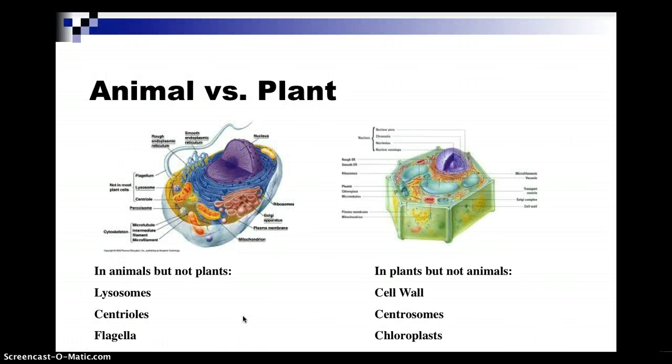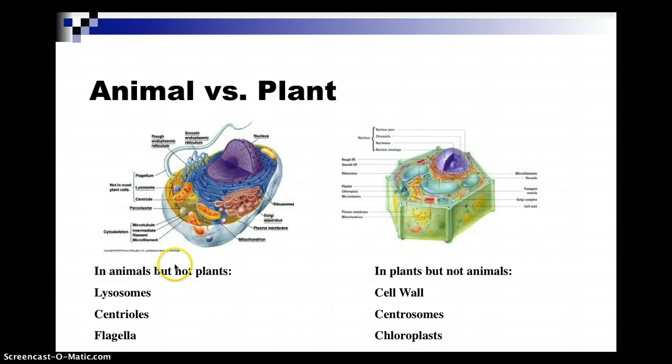Our next category, and these are both types of eukaryotic cells, are animal cells and plant cells. If you Google image animal cells and plant cells or prokaryotic cells and eukaryotic cells, you'll see some really fantastic drawings of this, and they're well labeled. So take a look at those. I'm going to highlight some of the differences between plant and animal cells.